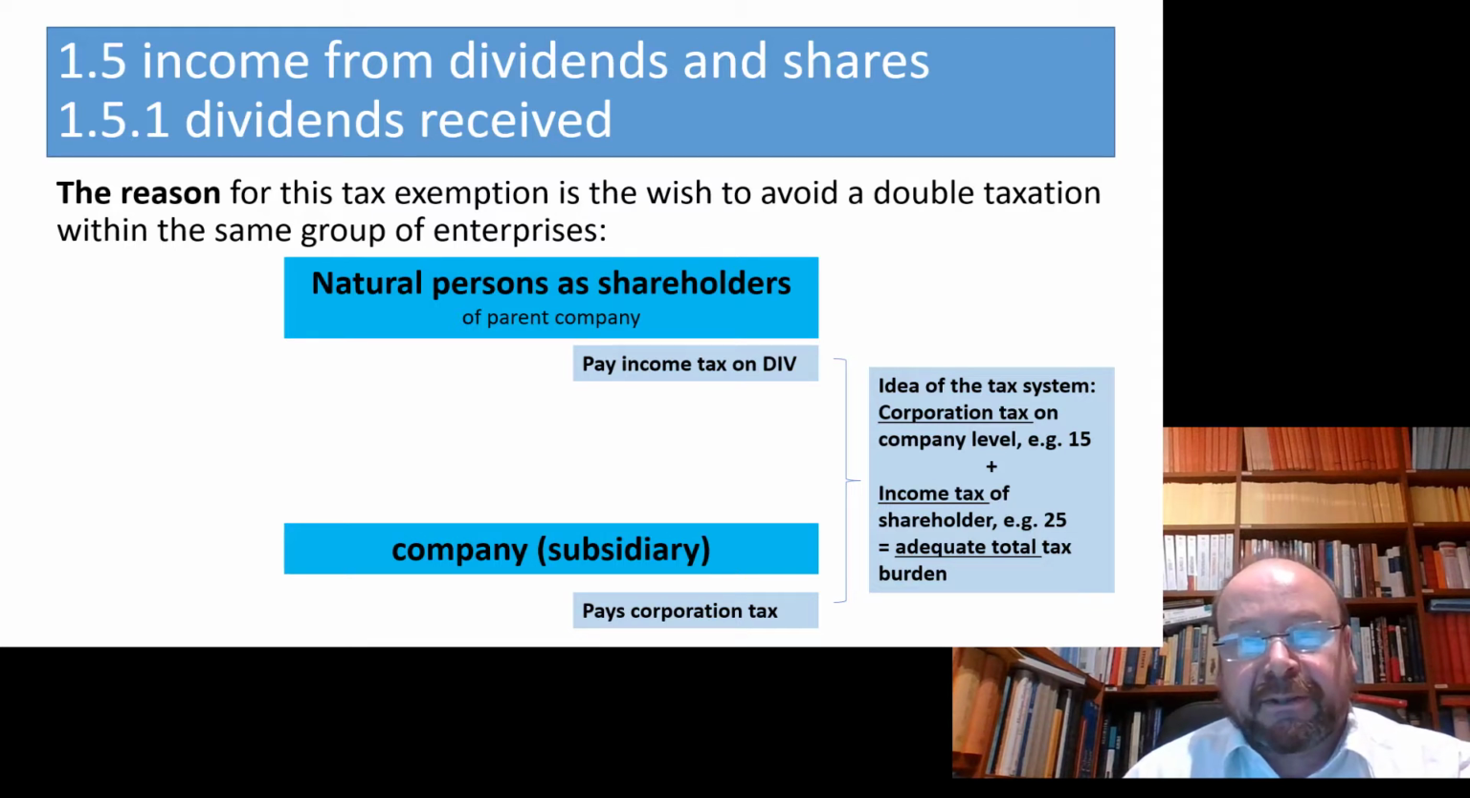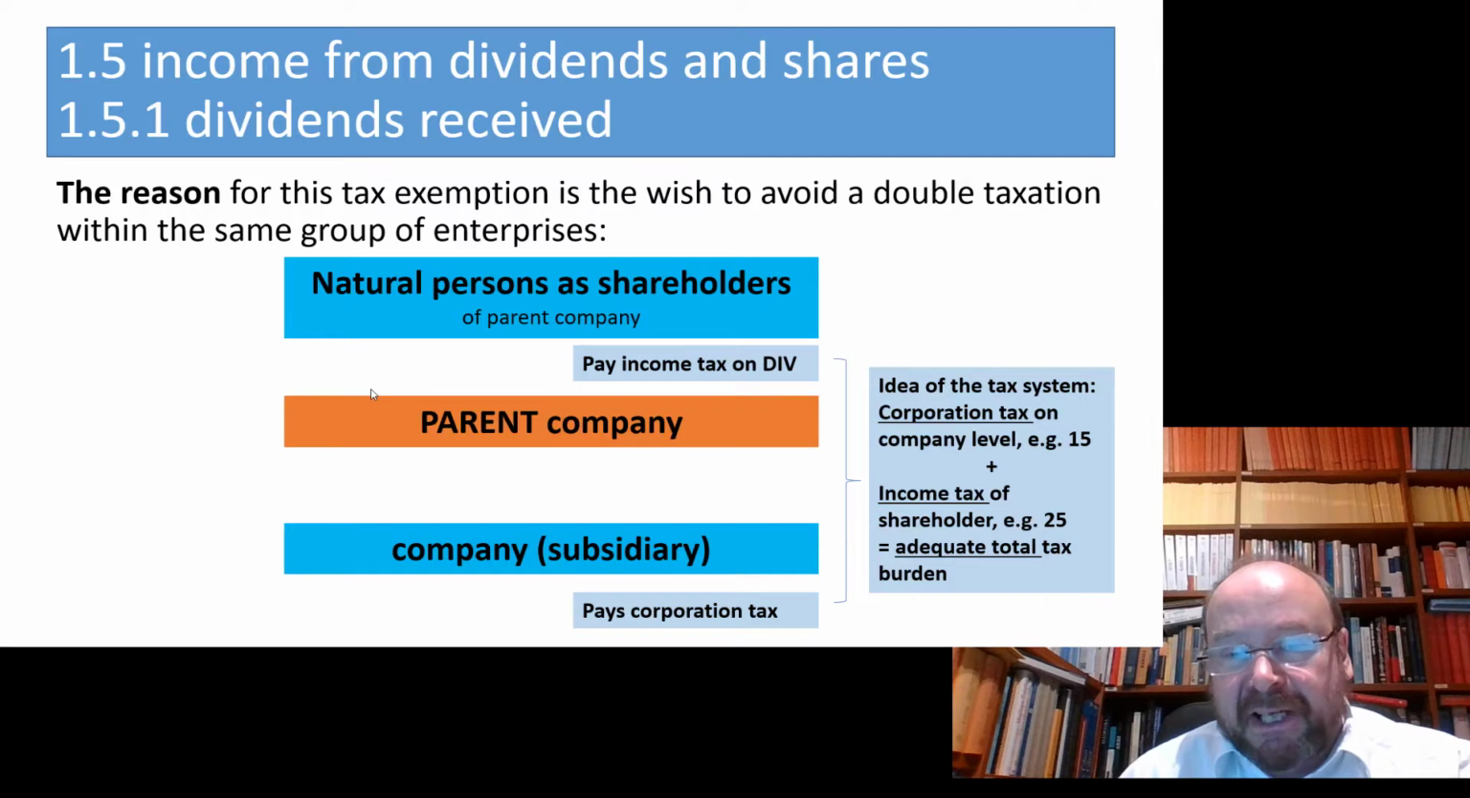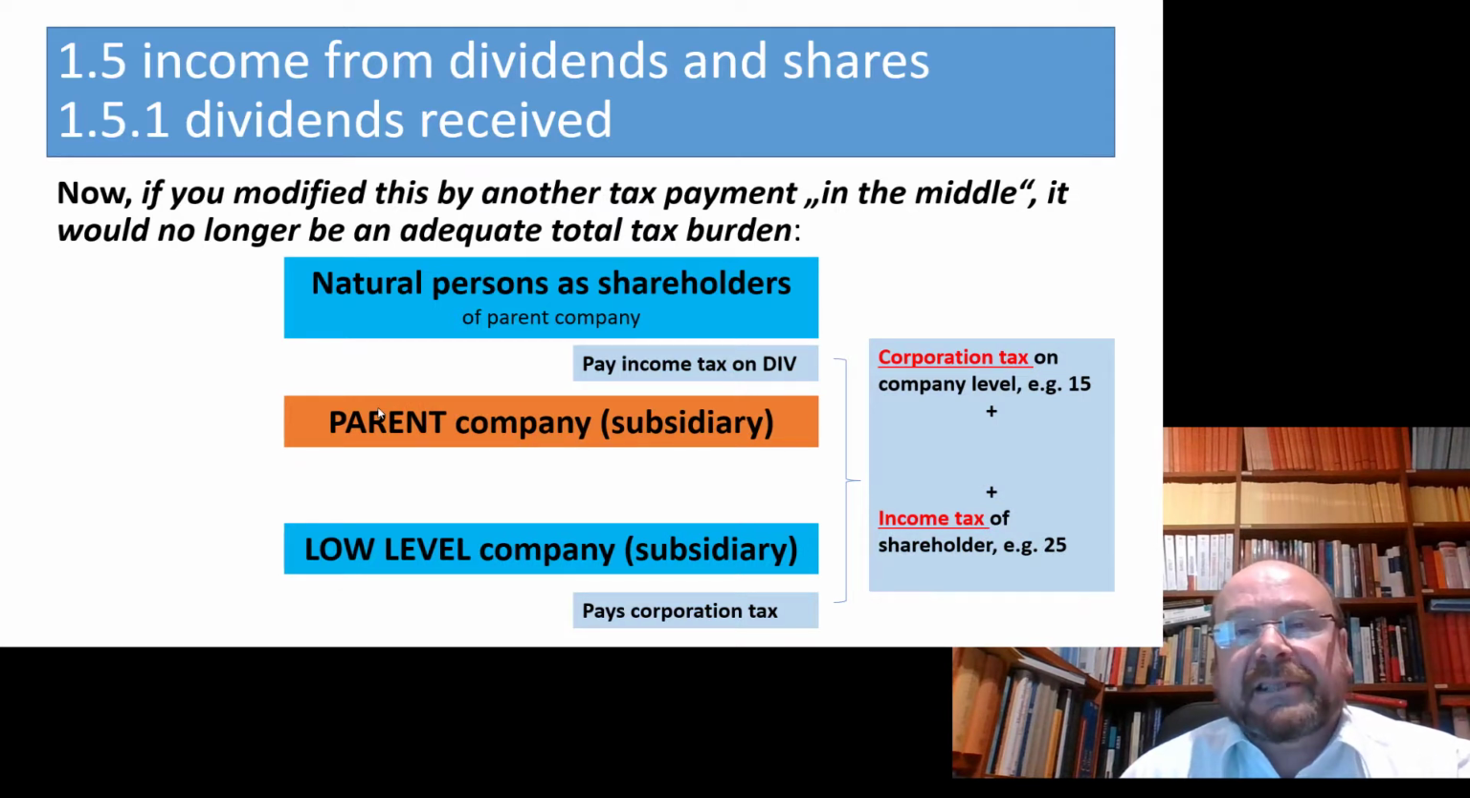It's not a completely adequate calculation here due to some effects, which I'm not going to deal with. But in principle, in a simplified view, you have 15 plus 25 total tax burden. This is relatively near to what also the owner of a sole tradership would have to pay, so that seems to be an adequate total tax burden all in all. But now in a group you have again an entity in the middle, the parent company, and so you have to think about what happens if also that parent company has to pay taxes.